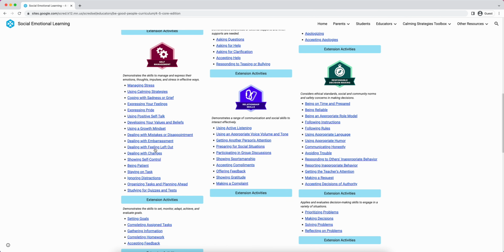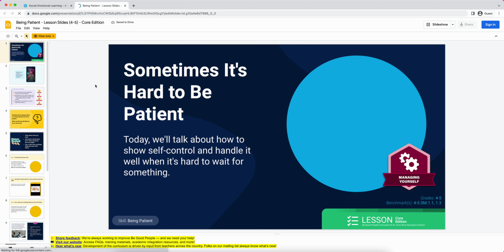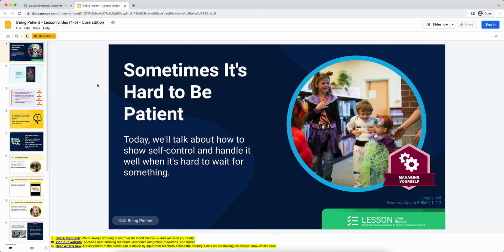But I'm going to just pick a random lesson. So let's say Be Patient. Talking about a couple of things as we're looking at this opening slide. One is you'll notice it's called Be Patient. And in the bottom left corner, it says Skill: Be Patient, a little bit subtle down there. That's what we call a skill label.